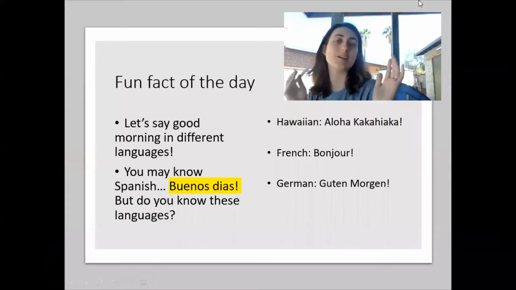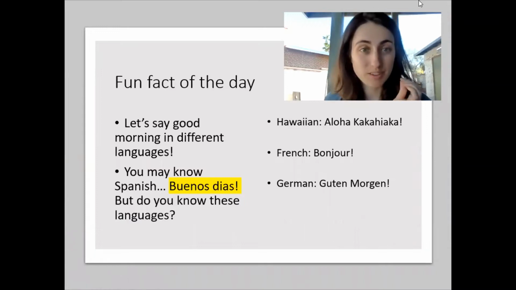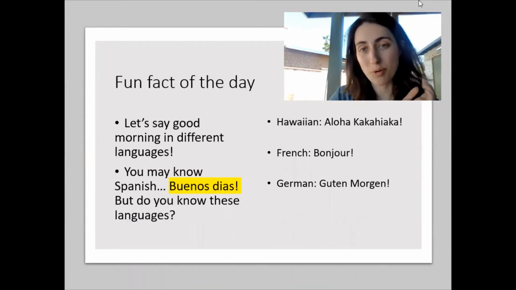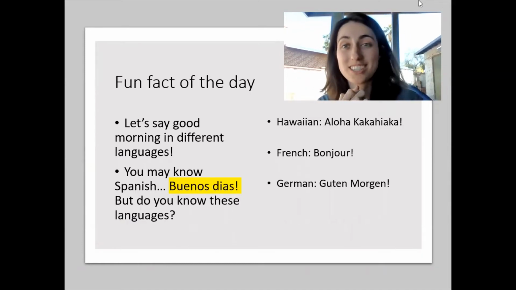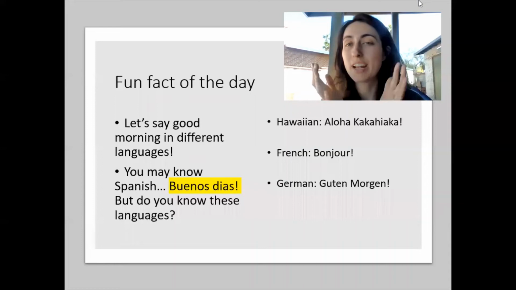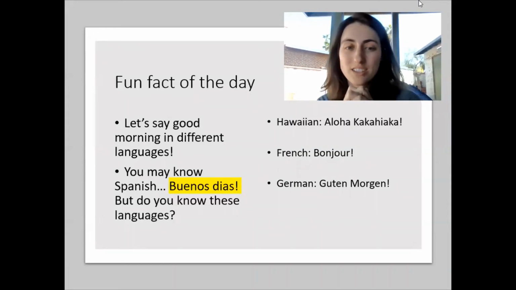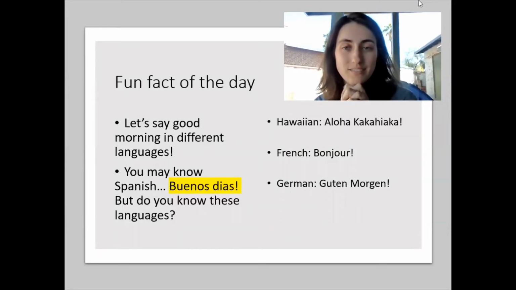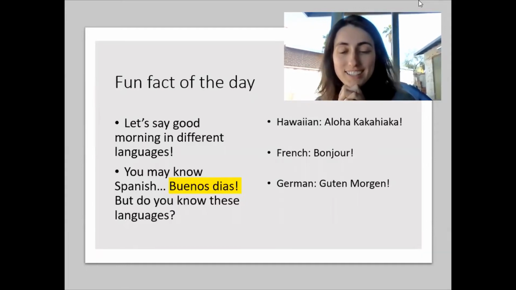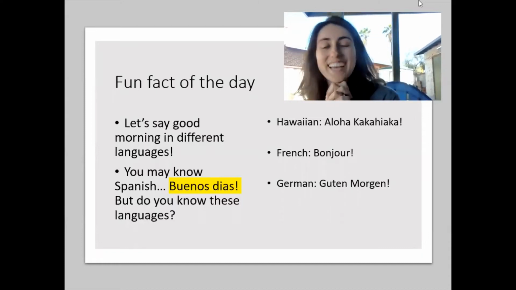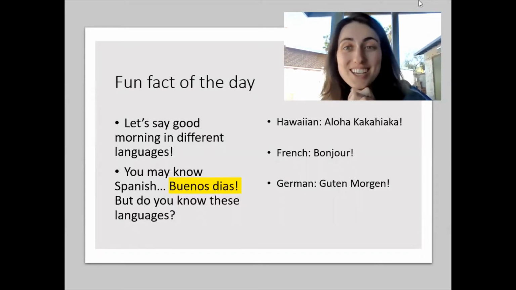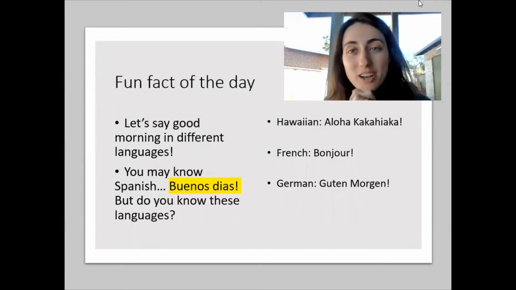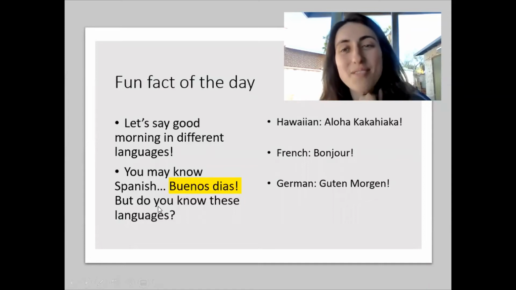I want you to look at my fun fact. I love learning different languages, and we can say good morning, because maybe you're doing this in the morning, maybe you're not. We can say good morning in different languages. You guys probably know the Spanish version, buenos dias, but I want us to do a different one today. Hawaiian is like this, aloha kakahiaka, and in French you could say bonjour, and in German you can say guten Morgen. So now you can go and amaze your family and friends by speaking another language to tell them good morning. All right, moving on.